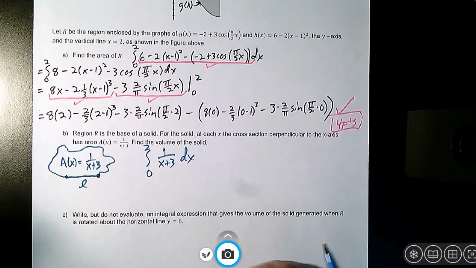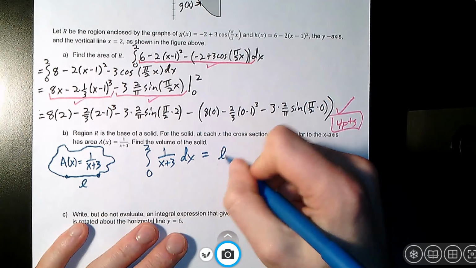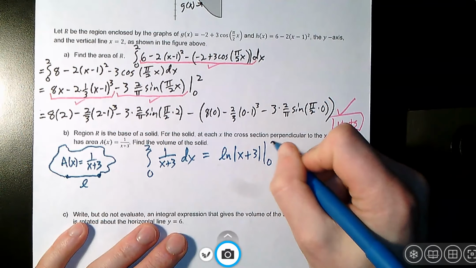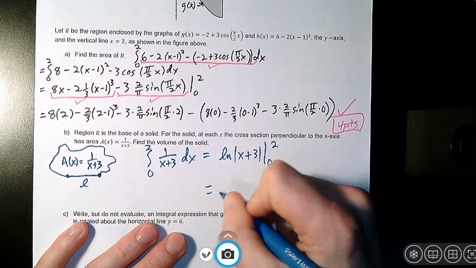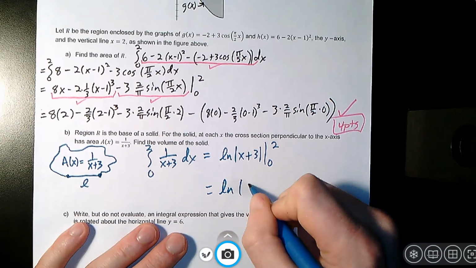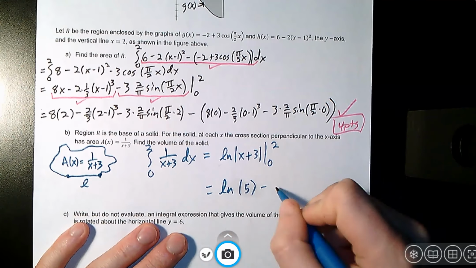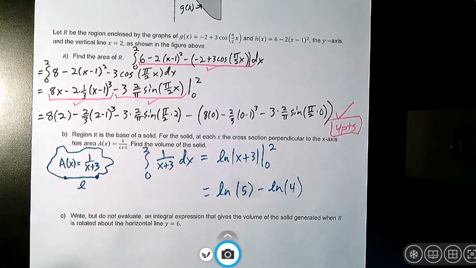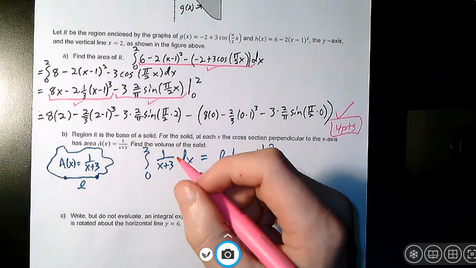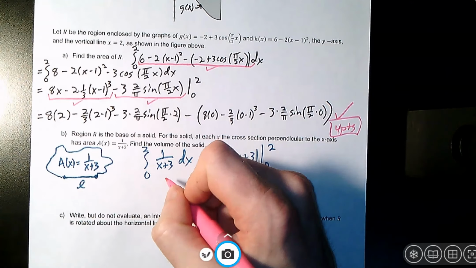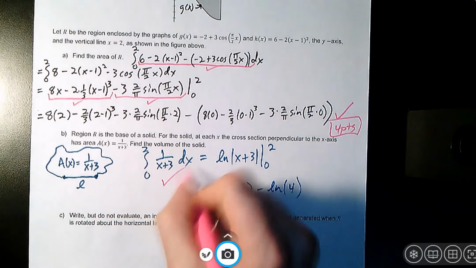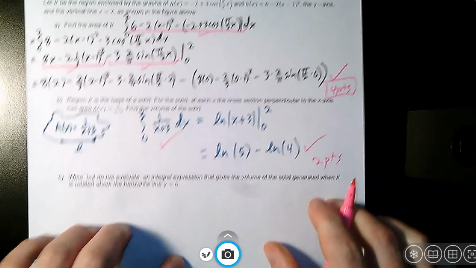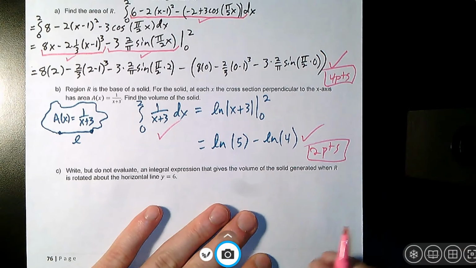Okay. Well, great, we can do that. That's going to be an ln of absolute value x plus 3. We're going to evaluate that from 0 to 2, so that gives me ln of 5 minus ln of 4 right there. And points are awarded here. There's going to be 2 of them in all. One of them is for, did you get your setup correct? And then your second point is going to come from the answer. So 2 points total on part B.